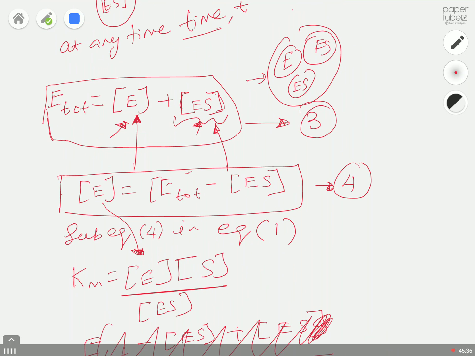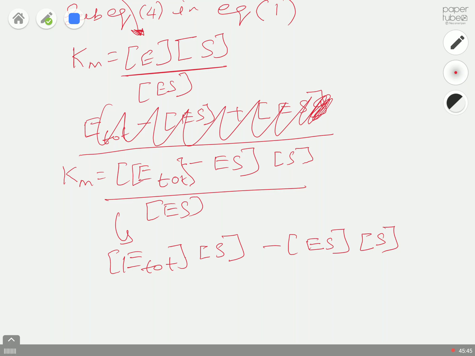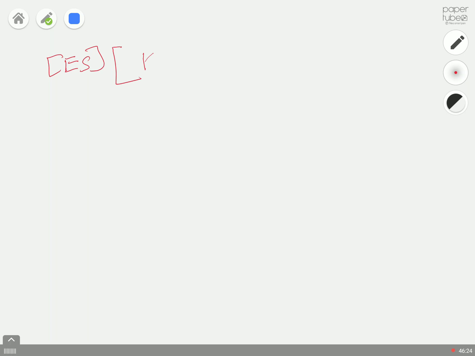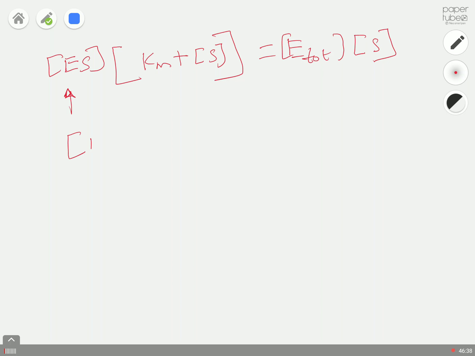Yeah, you can just put the square bracket all around E total. This square bracket means concentration, just to maintain consistency. So divided by the concentration of your enzyme substrate complex, this is your Km value. Then you can take this value here equal to E total multiplied by your substrate concentration minus enzyme substrate concentration, and then you can take all of this to one side, your enzyme substrate complex, and you'll get E total multiplied by your substrate concentration. So from this we can calculate the concentration of your enzyme substrate complex.